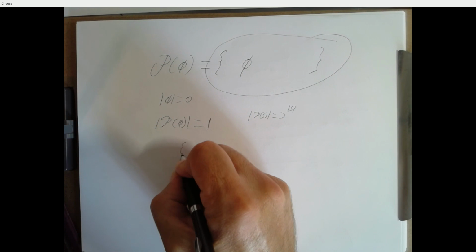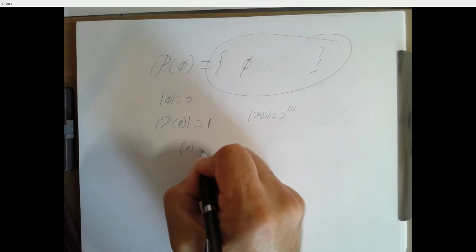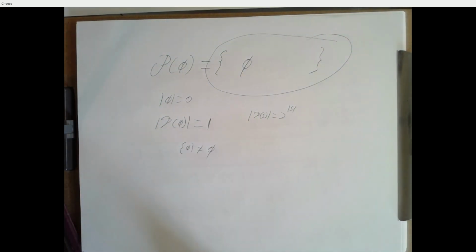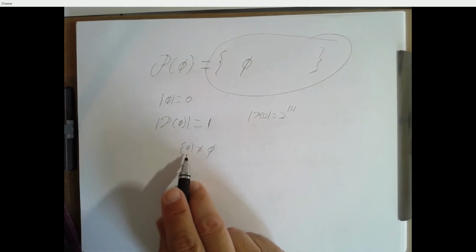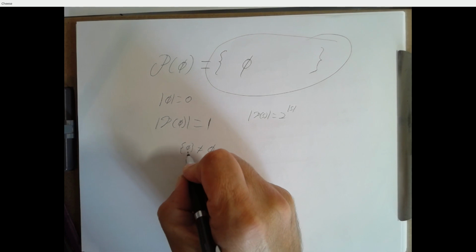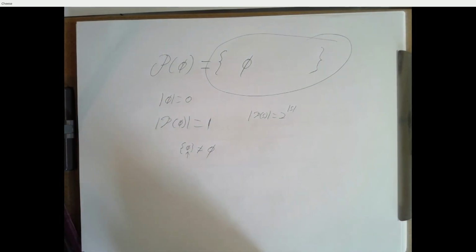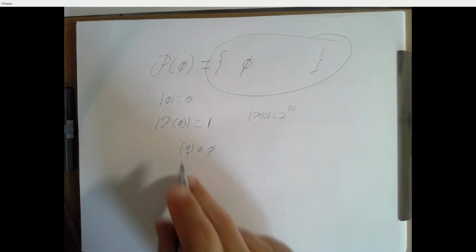And it's important to note that this is not the same as this. This is an empty set. It contains no elements. This is not an empty set. It contains 1 element. This thing right here, this thing which happens to be the empty set, but it contains 1 thing.